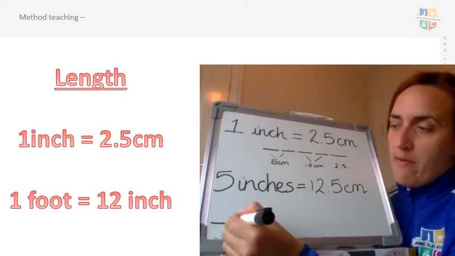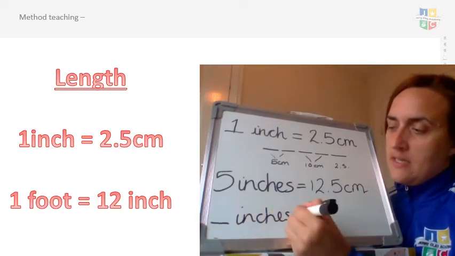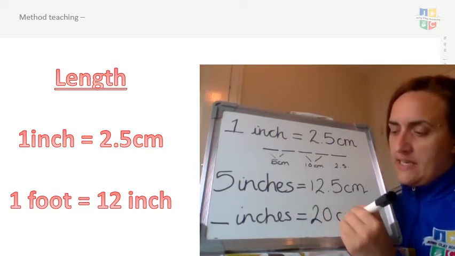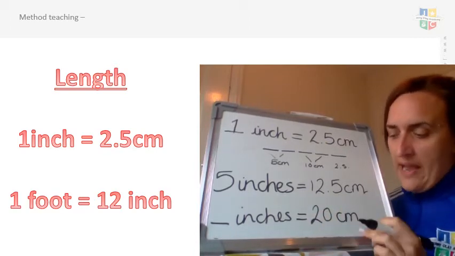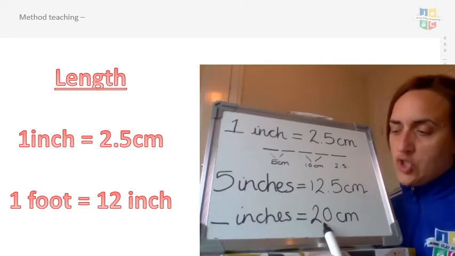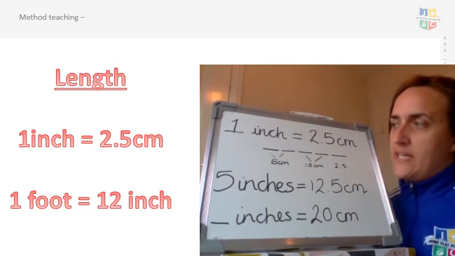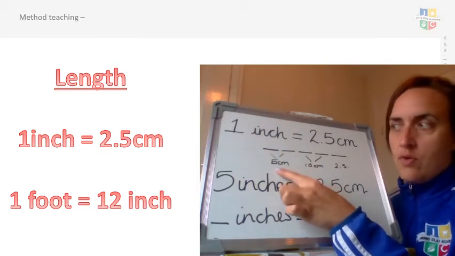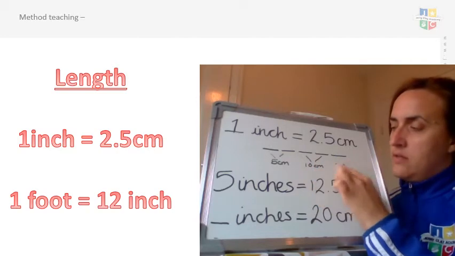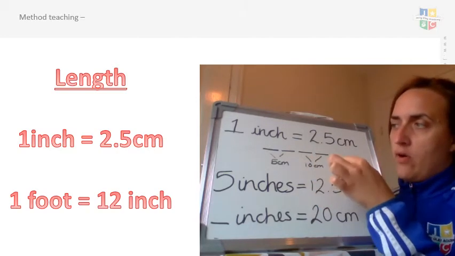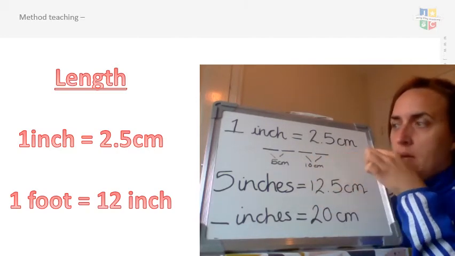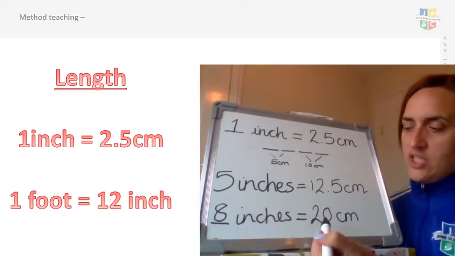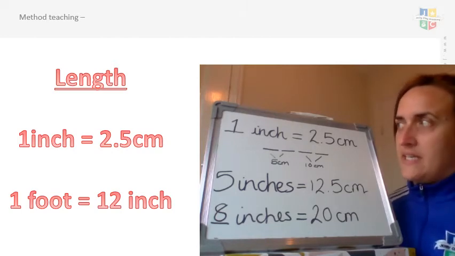So what about doing it the other way around then? How many inches is 20 centimetres? So I would need to think, how many lots of 2.5 are in 20? Well, we know that 2 is 5. We know that 4 is 10. So actually, if we double 4, 8 inches must be 20. So we could say that 8 inches is the same as 20 centimetres.